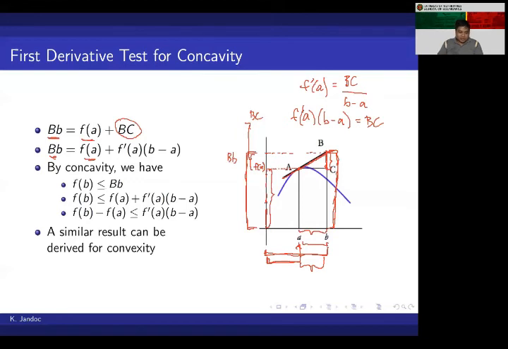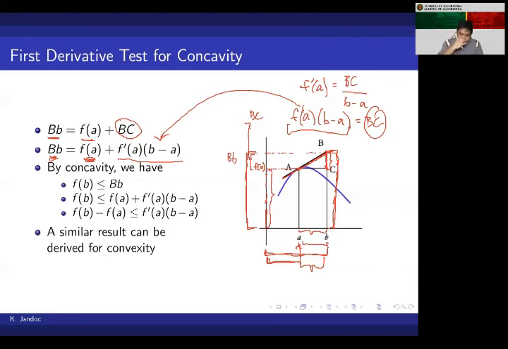I hope you're still following. Therefore, we substitute this BC, which is this value, to here. So BB is equal to f of A plus f prime A times B minus A. Good? Great.